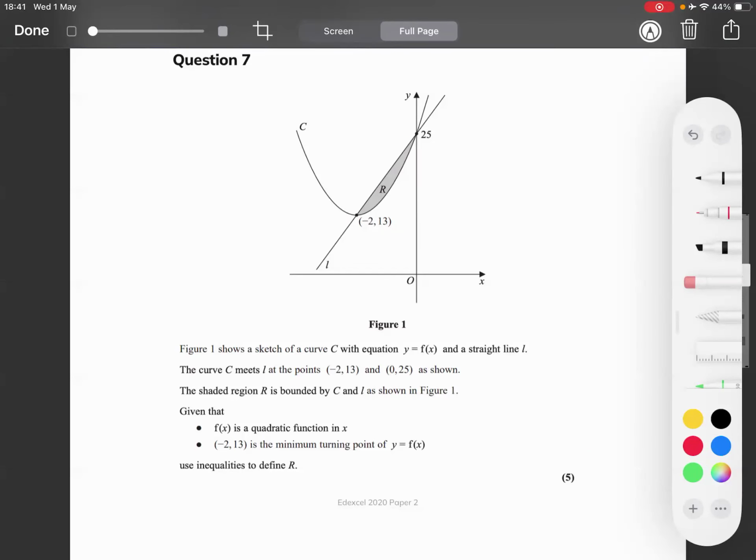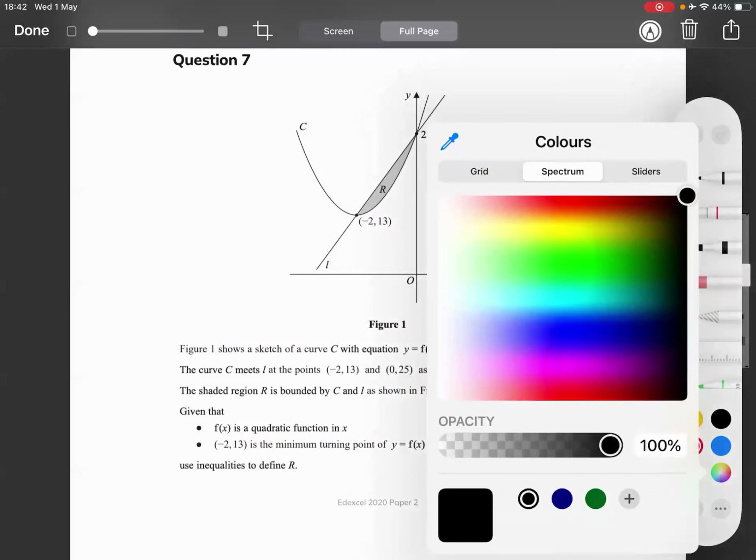Okay, back to Edexcel questions. We have to use inequalities to define R. In other words, the question is saying, work out the equation of the line L and work out the equation of the curve C. We know our coordinate geometry. So the line L is y equals mx plus c. Can you work that out for me? Work out the equation of the line L.